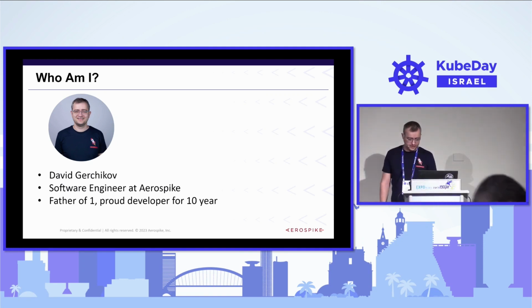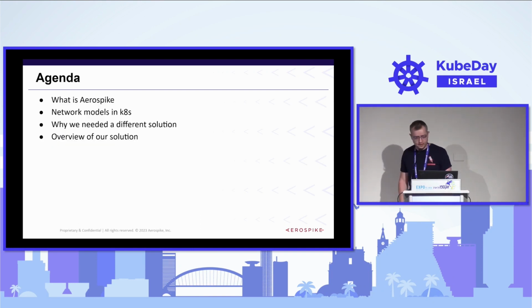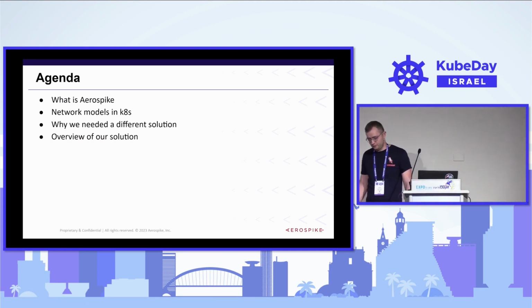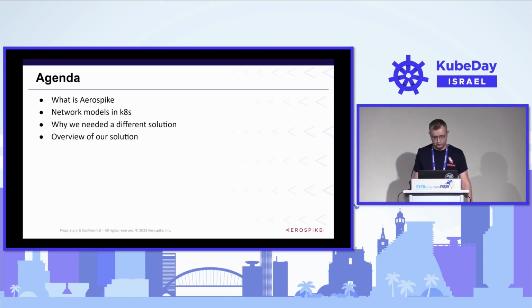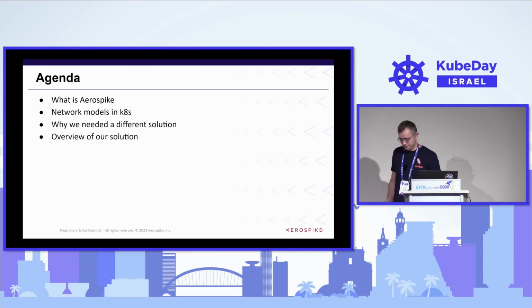So I'm using Kubernetes for the last 5 years. What we're going to talk about today is I will introduce you to Aerospike to give you a little bit of context. Afterwards, I will talk about different networking models in Kubernetes, which is which, and when they are useful. And after that, I will address the issue that we faced and the way we solved it.